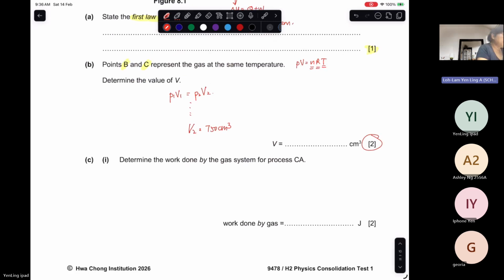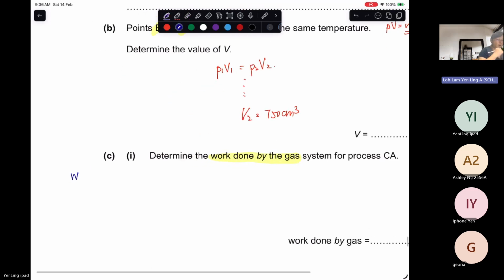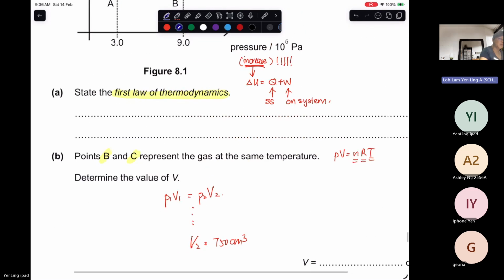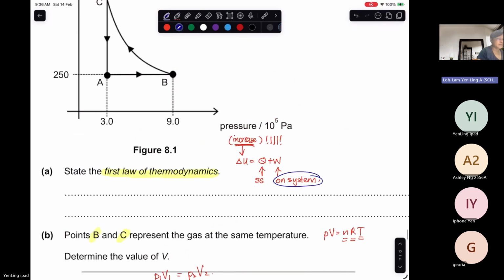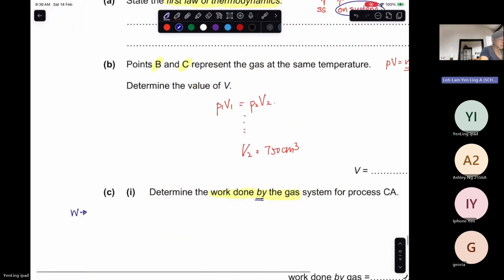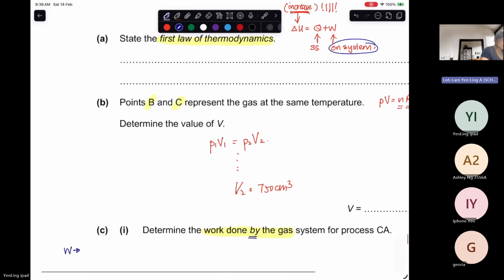Now, determine the work done by the gas for the process. Work done itself, if you recall, has two forms. So you really need to know the concepts at the back of your hand. This W is work done on the system, and if you recall, we are looking at work done by the system. So work done on the system is equal to negative work done by the system. And here they were trying to help you. So we need to look at work done by the system.